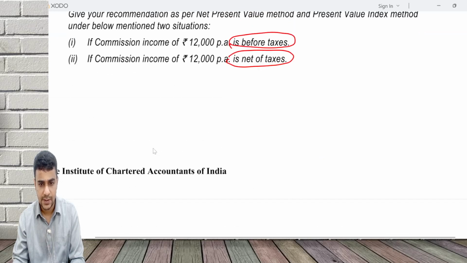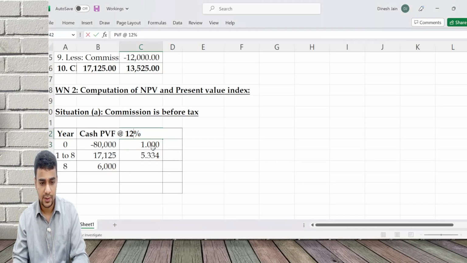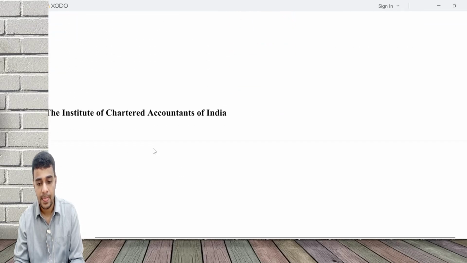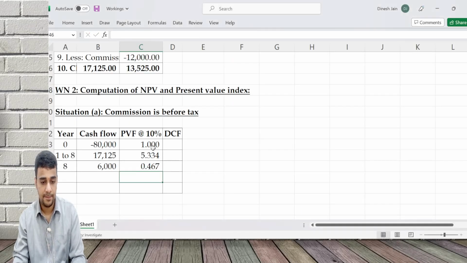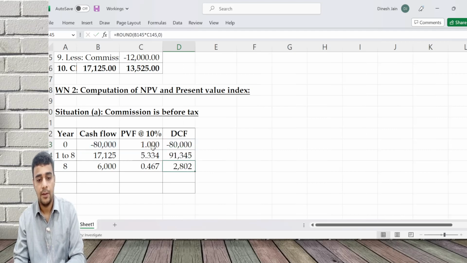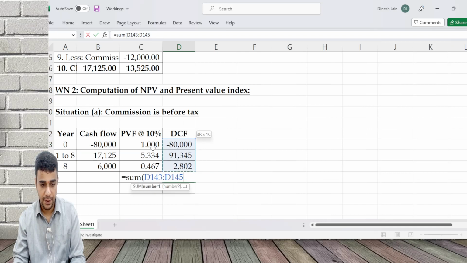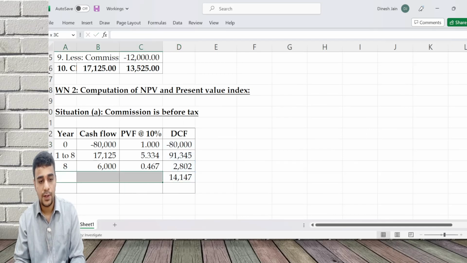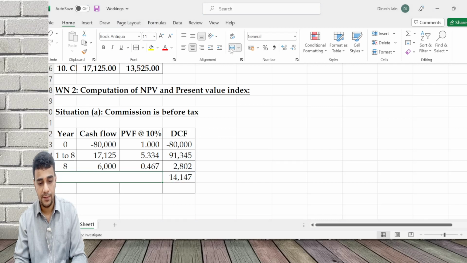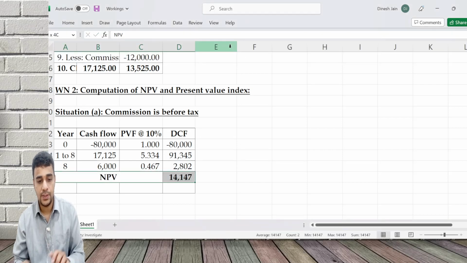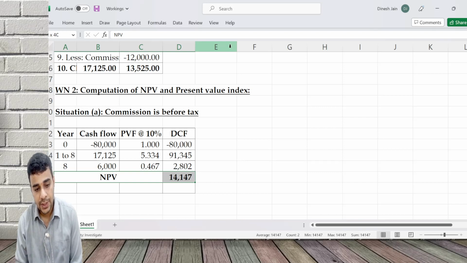The factor says 10%. Sorry, that's a mistake. Discount rate is 10%, 0.467. You'll get positive or negative NPV, whatever it turns out to be. I'll round off the figures and write. NPV 14,147. NPV is positive, which means I can go ahead with the project if the commission is before tax. I don't know about the after tax part. I'll do the calculation in some time. If the commission is before tax, go ahead with the project as the NPV is positive.